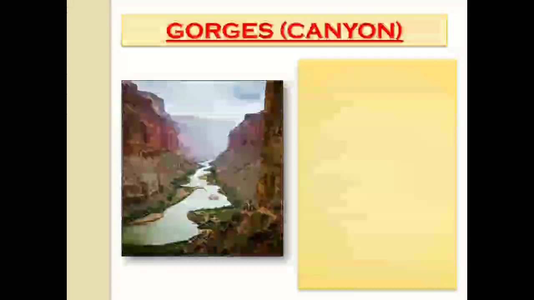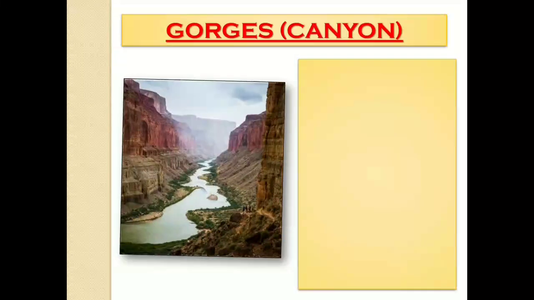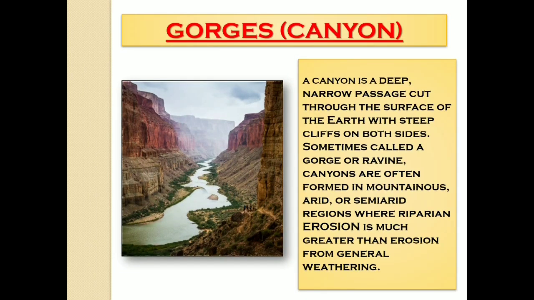Next is gorgeous canyon. Here you can see the picture. A canyon is a deep, narrow passage cut through the surface of the earth with steep cliffs on both sides. Sometimes called a gorge or ravine, canyons are often formed in mountainous, arid or semi-arid regions where riparian erosion is much greater than erosion from general weathering.